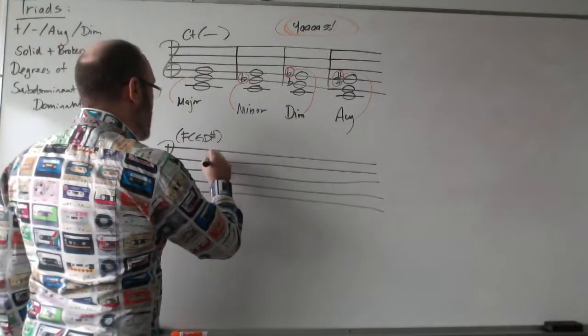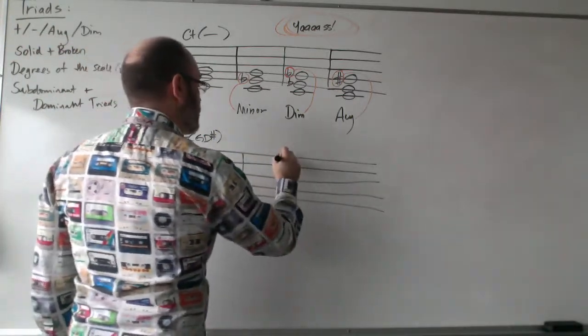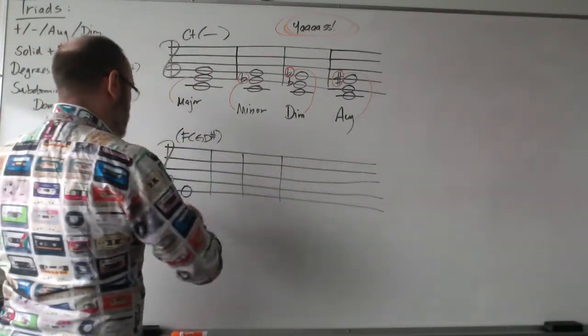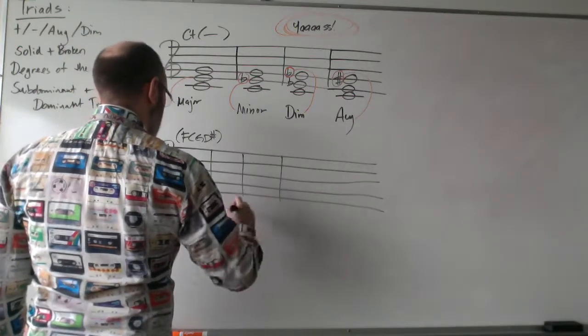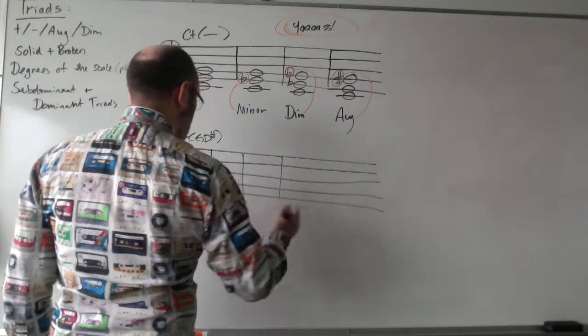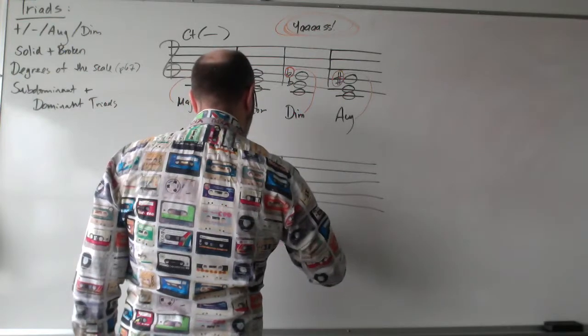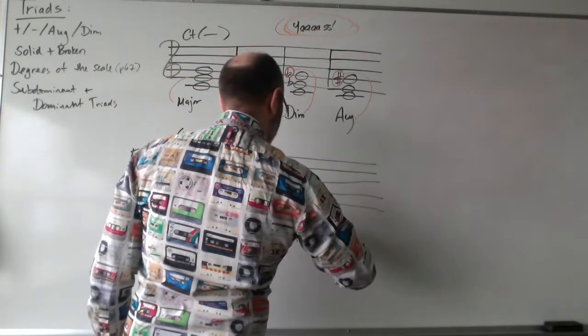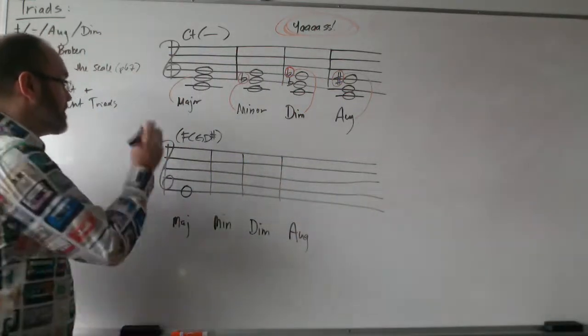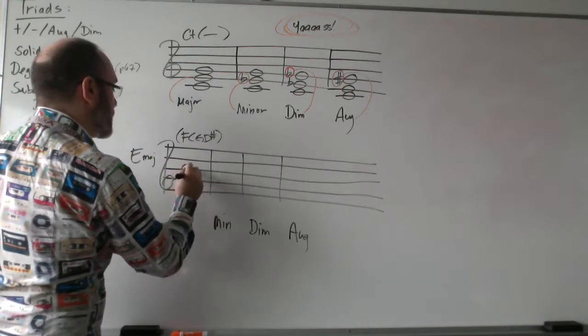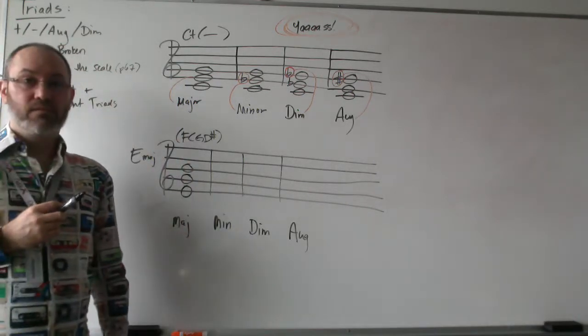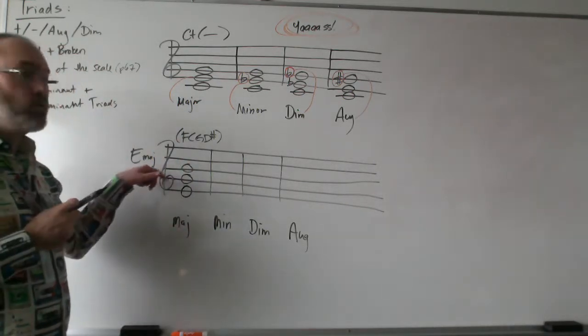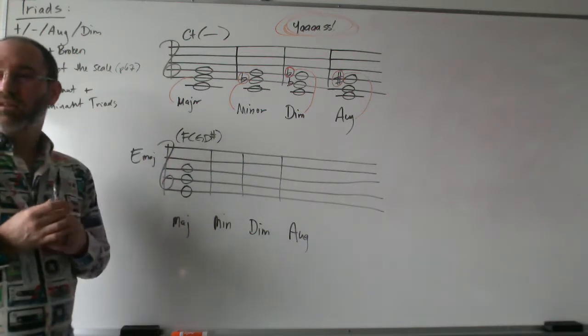Now, we want to make the 4 different triads. So, major, minor, diminished, and augmented. So the first thing we're going to do, we're going to put in the notes, and we're going to look at what they are and see if they're in the key signature.